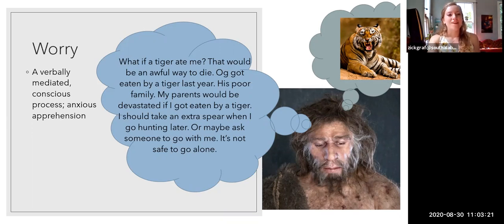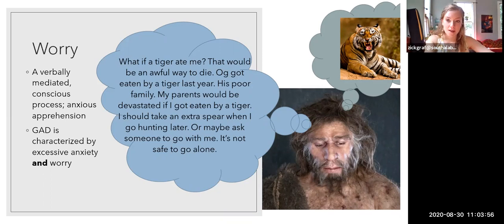The definition of worry is a verbally mediated conscious process. And what that basically means is whereas anxiety and fear are very physiological, even though we do have a conscious experience of them, they start in the body. Worry starts in the brain, and then it can influence the body's state. Worry is also defined as a state of anxious apprehension. So when we're having worried thoughts, even though we're not in an environment where there's danger present, we might still feel anxiety because we're using our imagination to put ourselves in an environment where there's danger present.